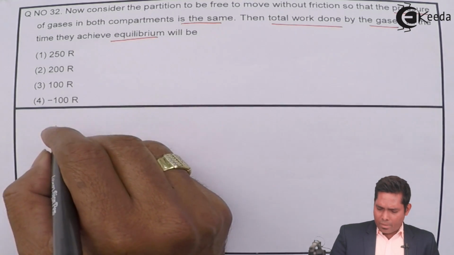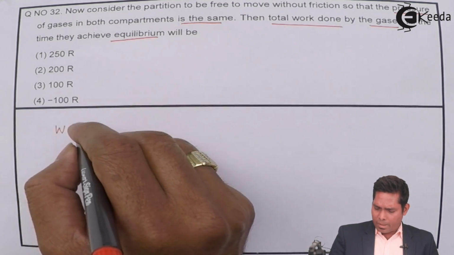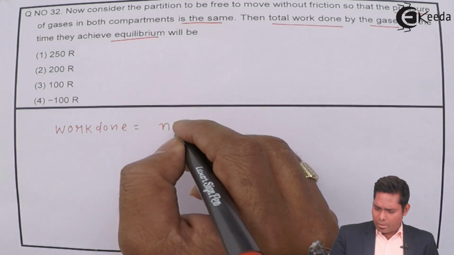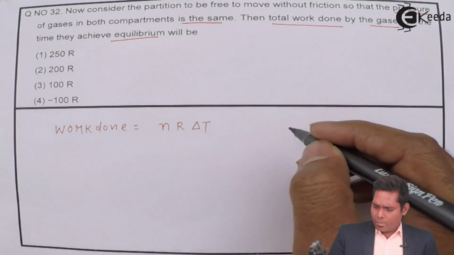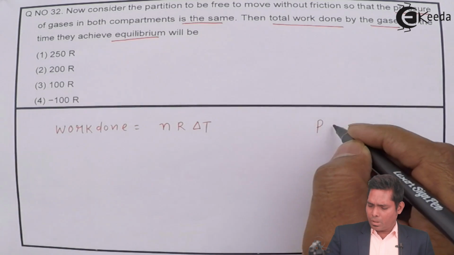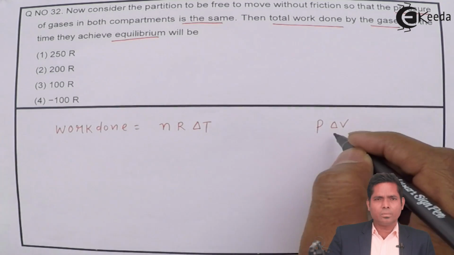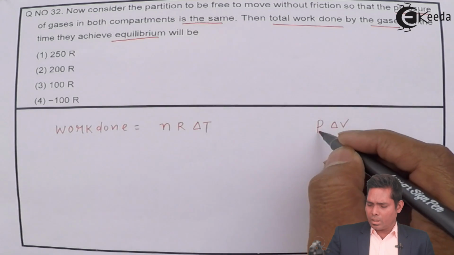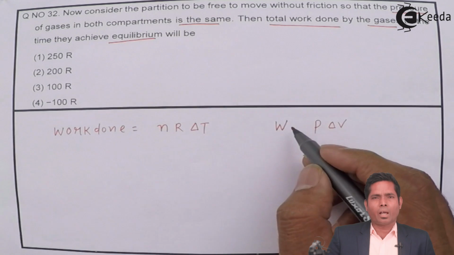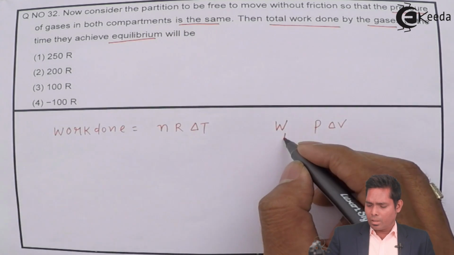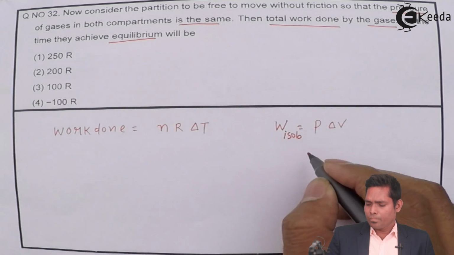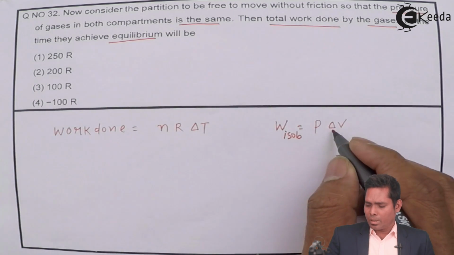Work done is given by the expression nR delta T, because work done is P dV. P delta V is the work done because pressure is constant. In an isobaric process, this is the work done, with constant pressure and change in volume.